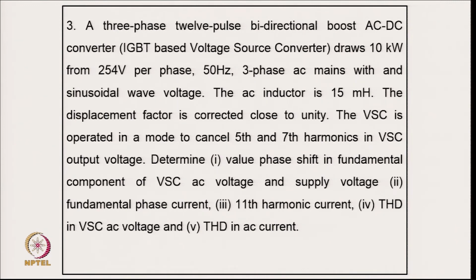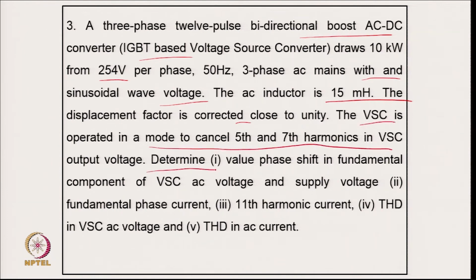Now, coming to the third numerical problem: a 3-phase 12 pulse bidirectional boost converter, an IGBT based voltage source converter, draws 10 kilowatt from 250 volt per phase, 50 hertz, 3 phase AC mains with sinusoidal voltage, and the AC inductor is 15 millihenry, and displacement factor is close to unity. The VSC is operated in a mode to cancel 5th and 7th harmonics in output voltage. Determine the phase shift of the fundamental component of VSC AC voltage and supply voltage, the fundamental phase current, 11th harmonic current, total harmonics in AC voltage, and THD of the AC voltage.